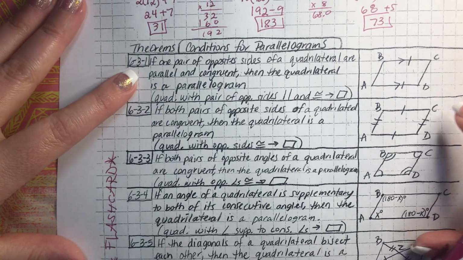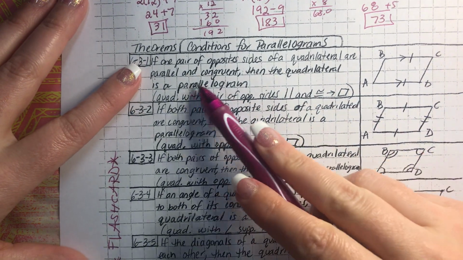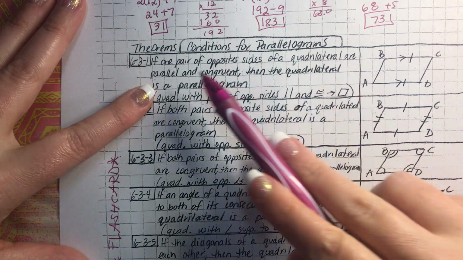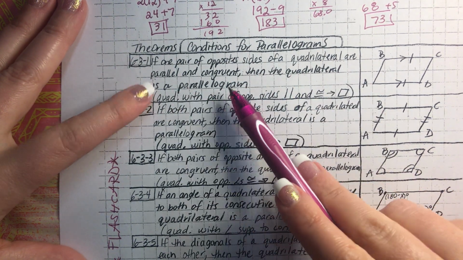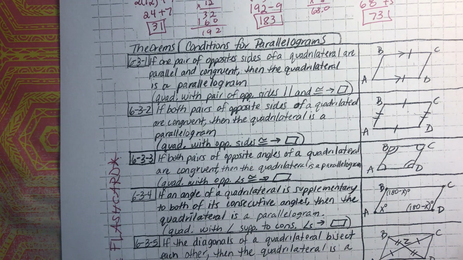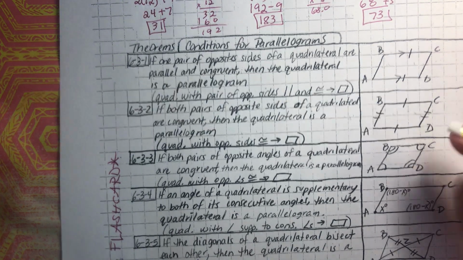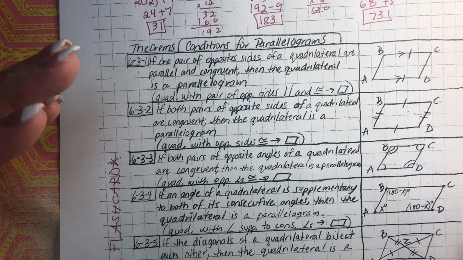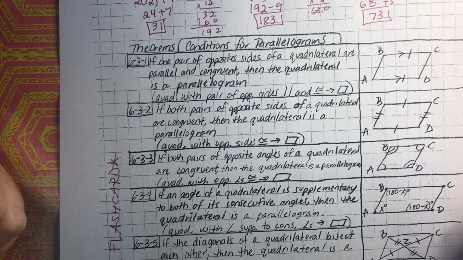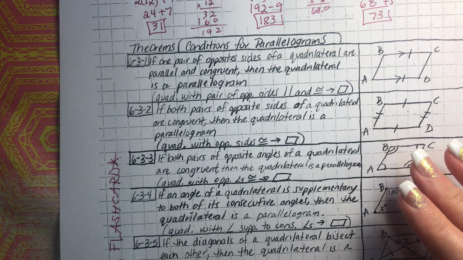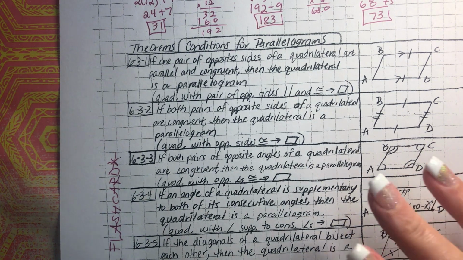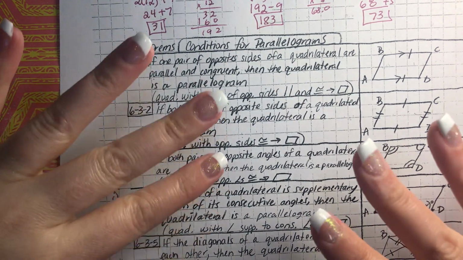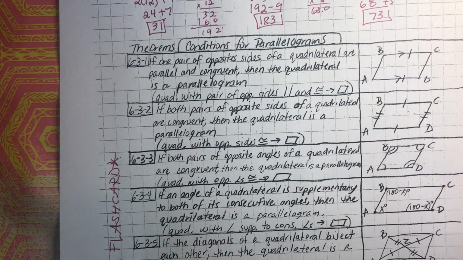All right. Theorem 6.3.1 says if one pair of opposite sides of a quadrilateral are parallel and congruent, then the quadrilateral is a parallelogram. Let's talk about this for a second. In the last section, 6.2, all the theorems were like, if a quadrilateral is a parallelogram, then blah, blah, blah. It always started with the quadrilateral being a parallelogram, and then that opened this treasure box of all these theorems.